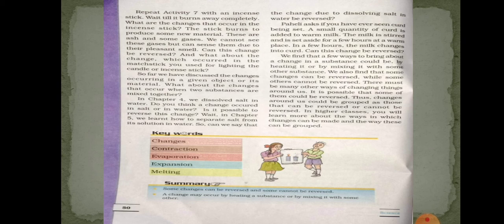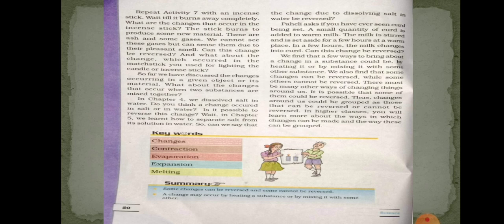Once the milk is set to be curd, we cannot get the milk back again from the curd. A small quantity of curd is added to warm milk. The milk is stirred and is set aside for a few hours in a warm place. In a few hours, the milk changes into curd. We cannot reverse this change, or get the original substance, milk, back again. So this is an irreversible process.